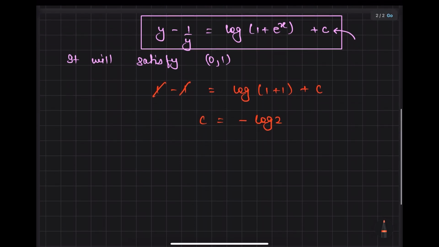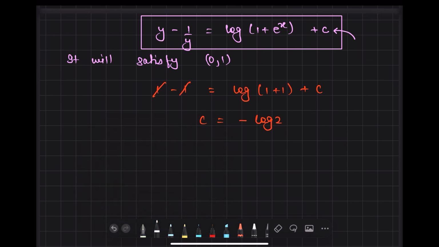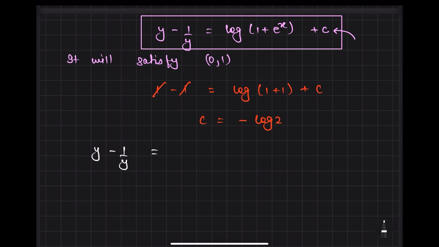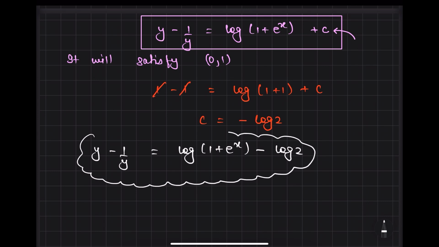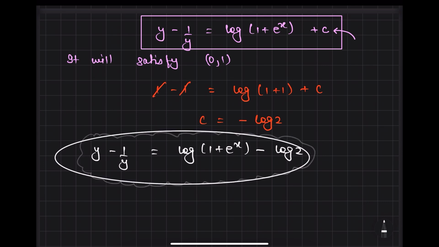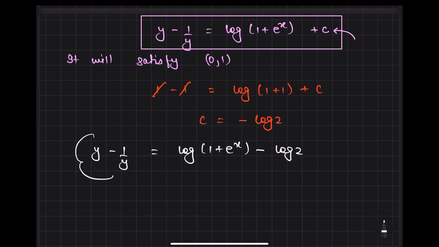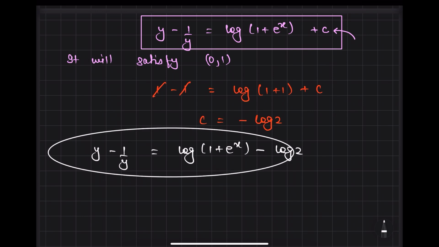Okay, now you can update your curve. So it is, wait a moment, it is y minus 1 by y equals log 1 plus e power x minus log 2. So the required curve is this. I hope the idea is clear. Okay, and you guys can handle similar situations. So see you guys in the next session of MathFlix.